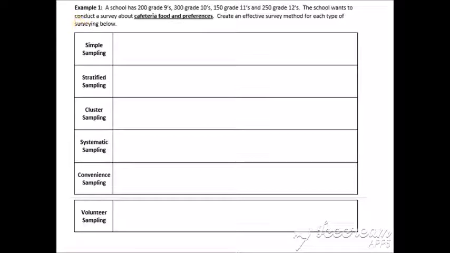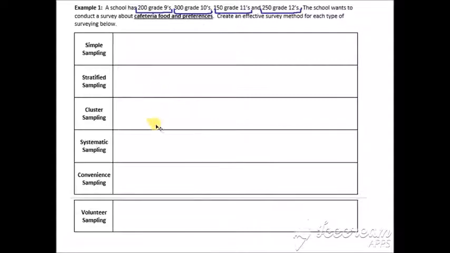Okay, I'm going to attempt to actually type this, which is not the easiest thing on this program. Example 1. A school has 200 grade 9s, 300 grade 10s, so these are grouped, right? Let's go 150 grade 11s, and 250 grade 12s. Okay, so this is total. The school wants to conduct a survey about cafeteria food and preferences. Let's create an effective survey with each type of surveying below.